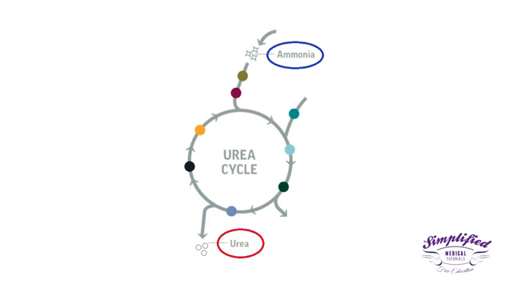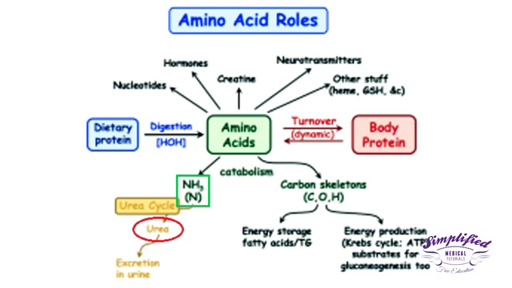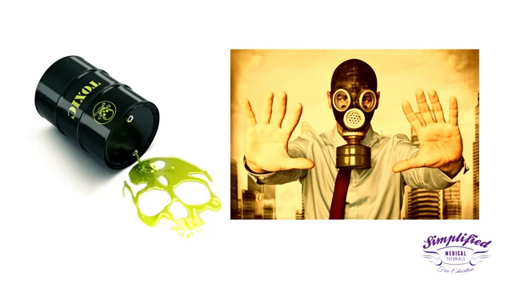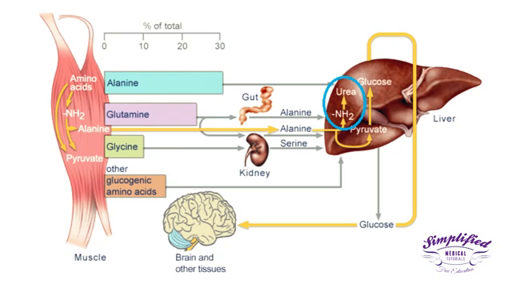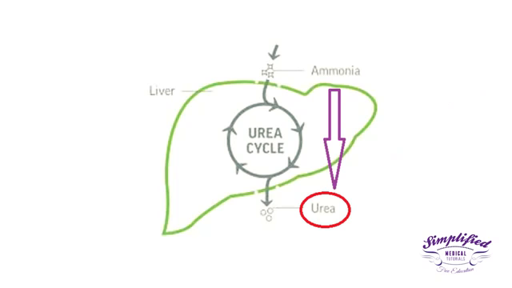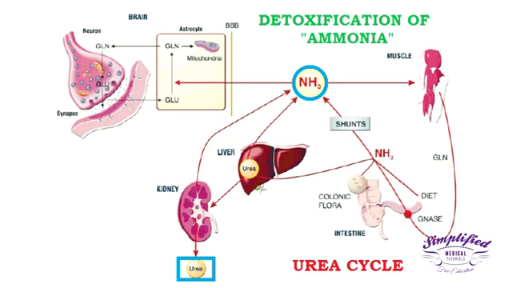Urea cycle is the process of removal of ammonia from the human body. Ammonia is an end product of protein metabolism. It is toxic to the human body, especially the central nervous system. Therefore, it has to be removed from the blood by converting to a harmless water-soluble compound called urea. This process of detoxification of ammonia is called the urea cycle.